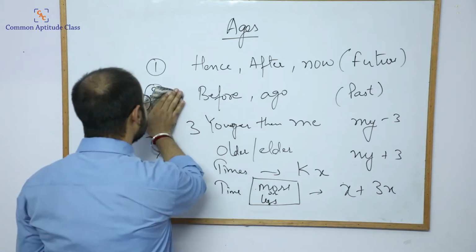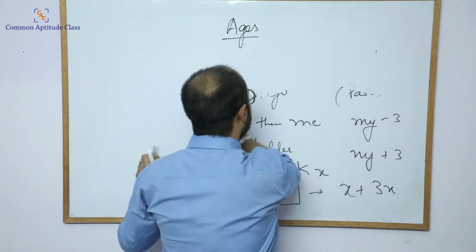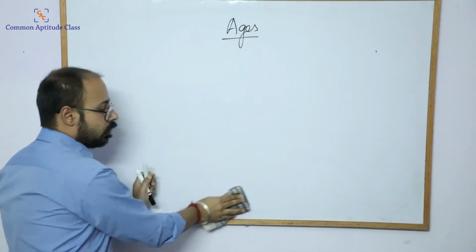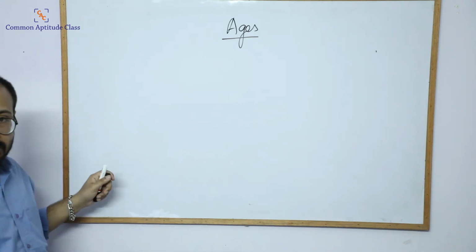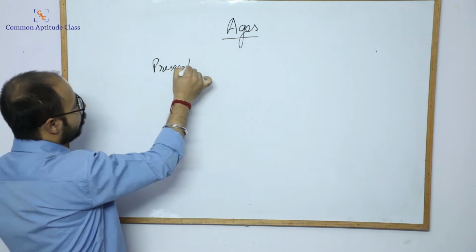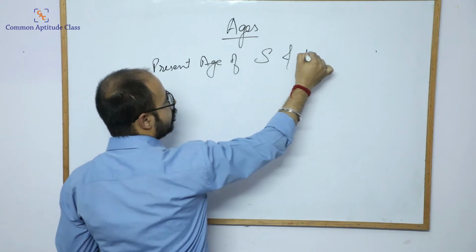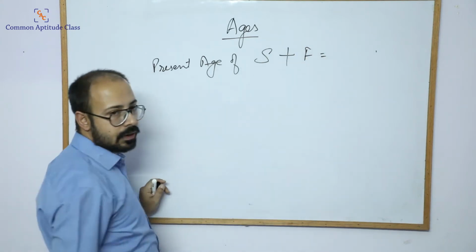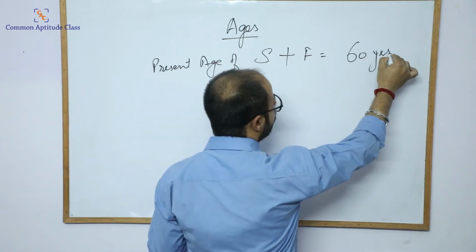So now, this unit is actually the application of ratio. So we will solve a couple of questions to make you understand. Then I will wrap up this video. So now, the question is: the sum of present age of son and father is equal to 60.